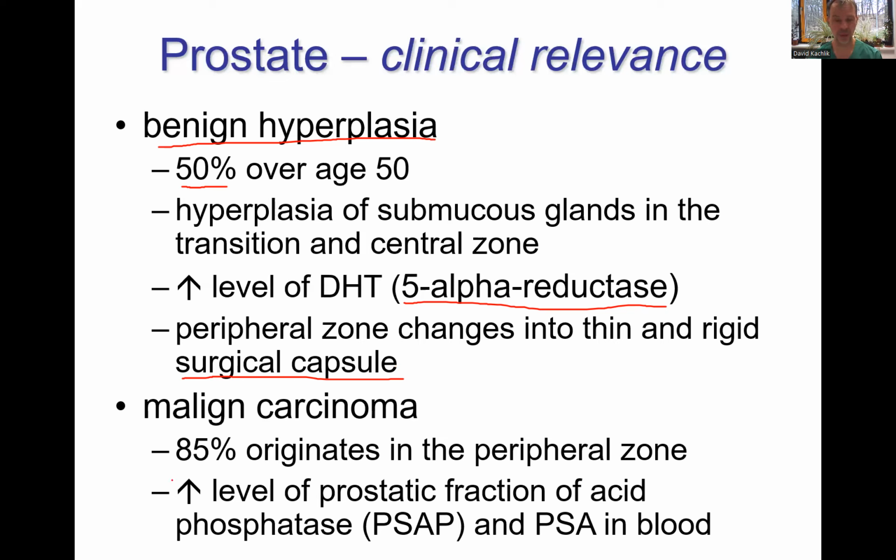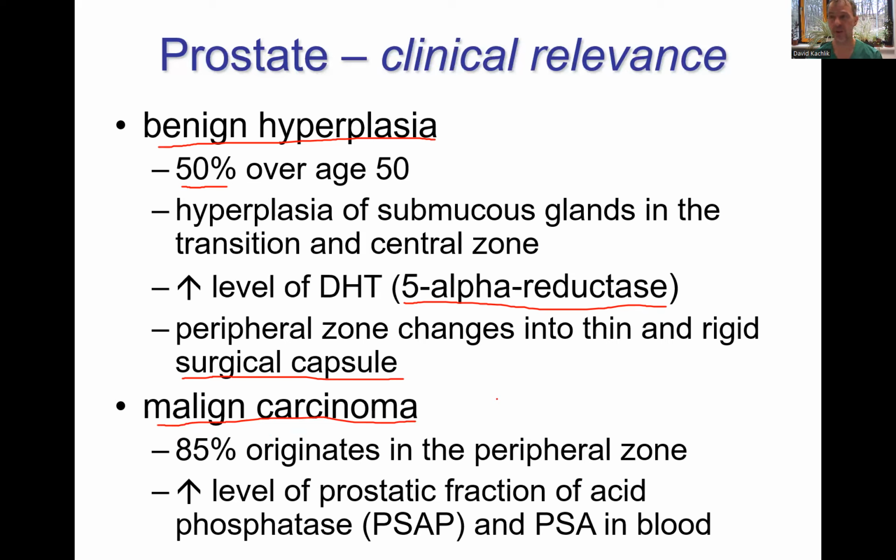In case of malign adenocarcinoma coming from the principal glands in the peripheral zone, on the contrary, you need to remove the whole gland. Usually there are no problems with urination. And how can you recognize it?